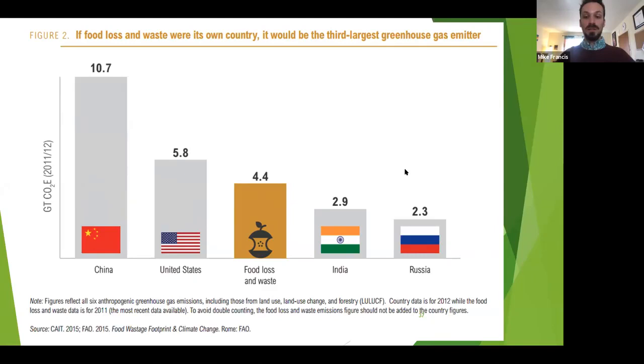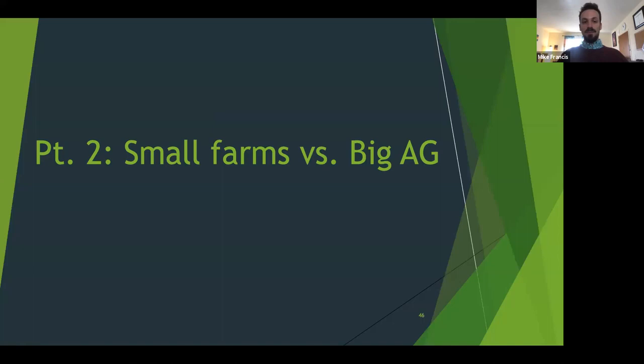So that's greenhouse gases. As an individual, there's only so much you can do in terms of changing your diet. But in terms of acting locally, there's actually more you can do in terms of supporting small farms versus big agriculture. So I want to talk about this and focus on this a little bit too.